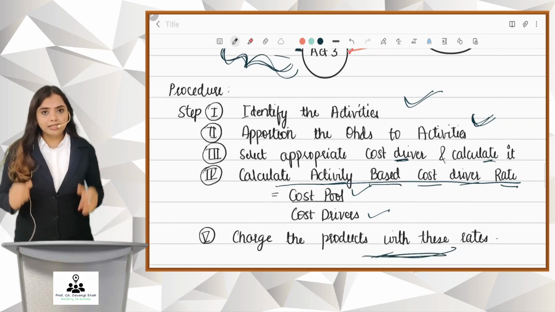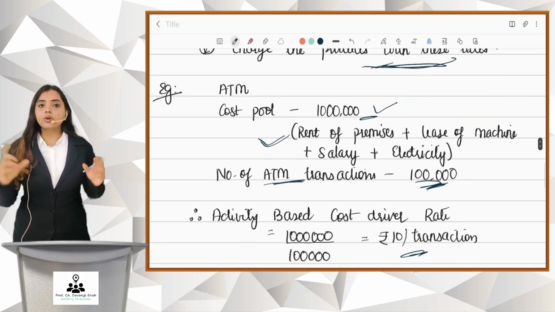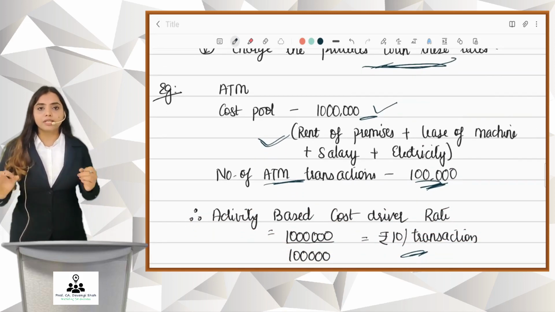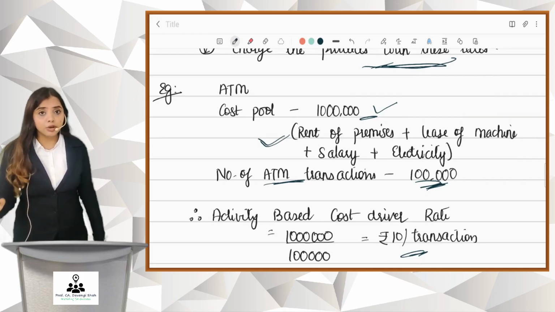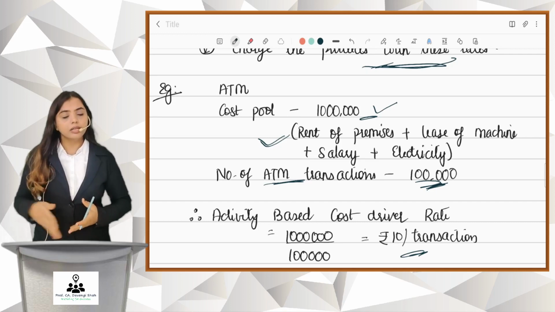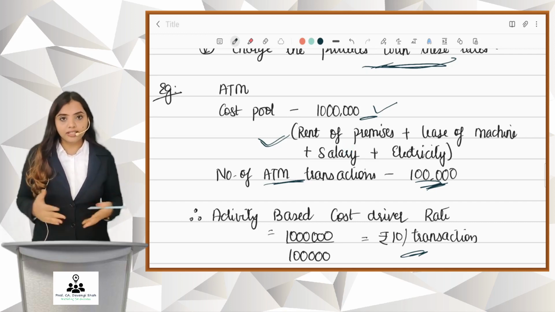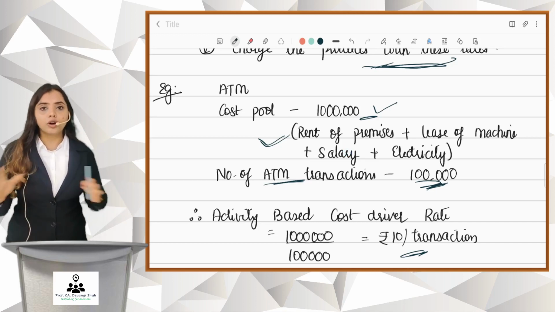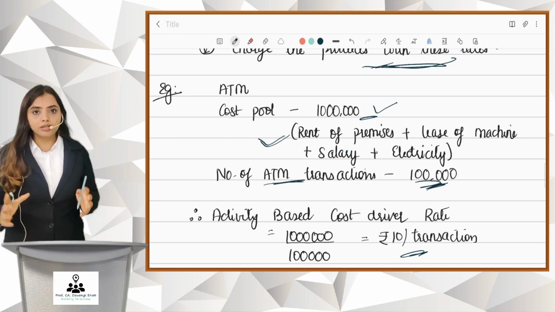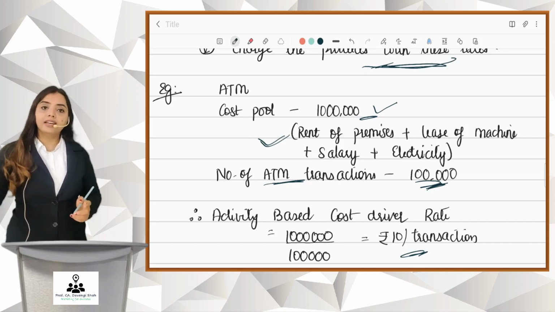Okay, let's see this example. A bank has this ATM, and let's say the total cost of giving ATM service to the customer is 10 lakhs. Now, these 10 lakhs cost pool includes everything. The salary of the security guard who is sitting, the rent of the premises, the lease rentals of the machine, the electricity cost, there are 2 ACs installed, right? So the total cost is 10 lakhs. Now, this cost is to be charged to the customer. So, for that, the relevant cost driver would be the number of ATM transactions.